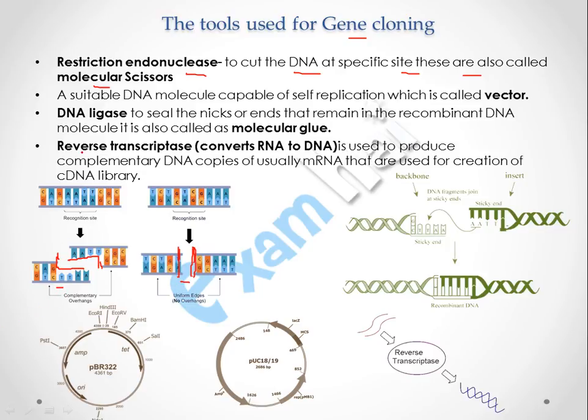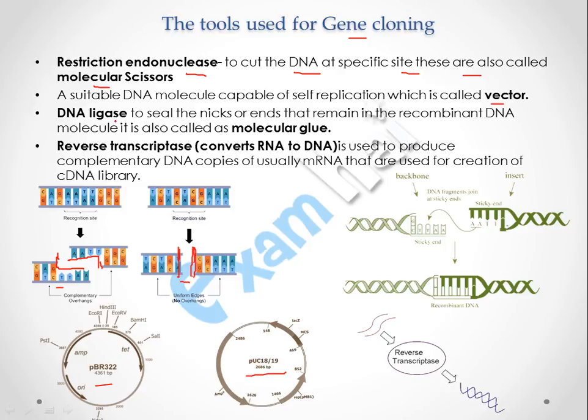A suitable DNA molecule capable of self-replication is called a vector. After that we need a vector, which is a plasmid. The most common vectors used are pBR322 and pUC18 and 19. These are very ideal vectors which are used in recombinant DNA technology. Why these are so ideal, we will discuss in our later videos. These are the vectors which carry the DNA of interest.